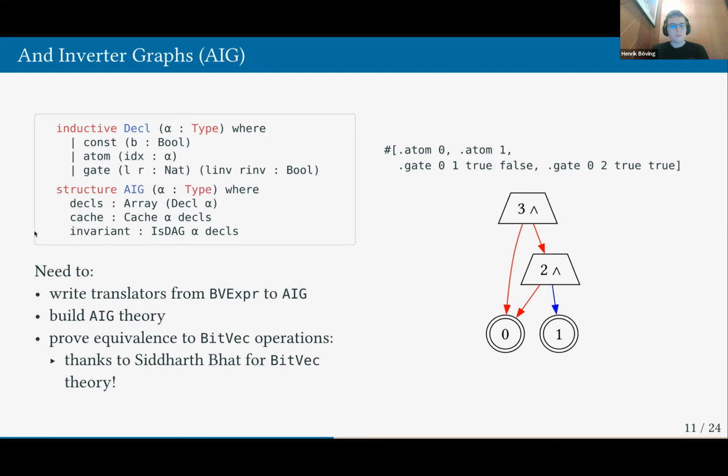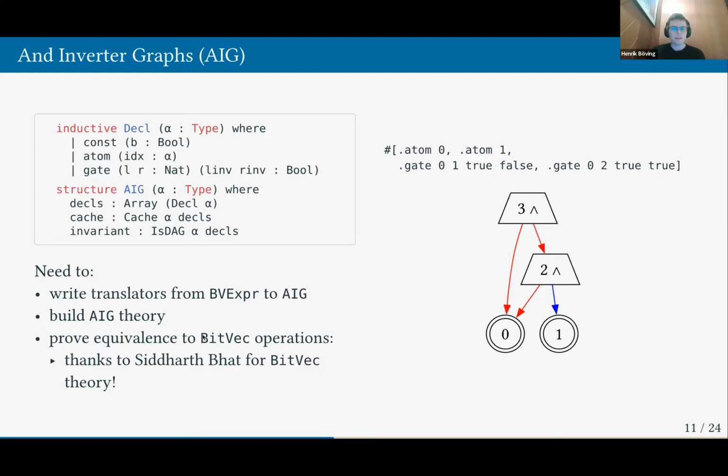And what we need to do to use this is first write lots of translators from BVExpr to AIG for all of the bit vector operations that we support. We need to write a function that produces a circuit that computes this bit vector operation. And then we need to build a lot of AIG theory to show that the circuit we are building is doing the same thing as the BitVec that's behind this BVExpr that we are working with.